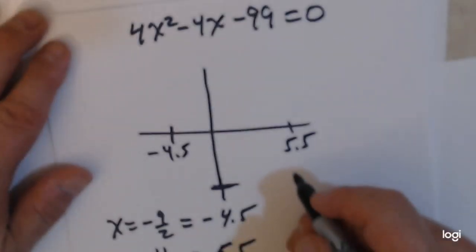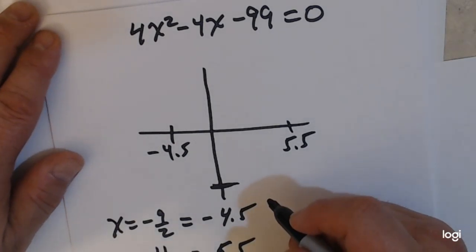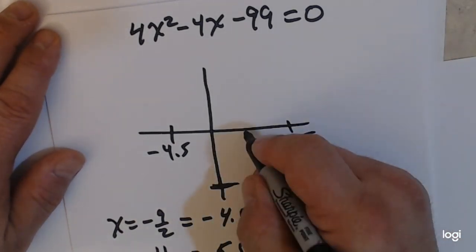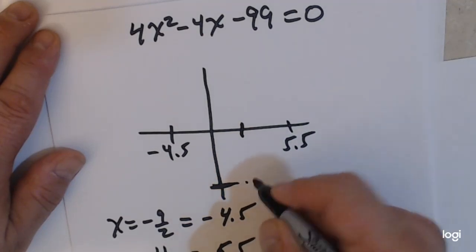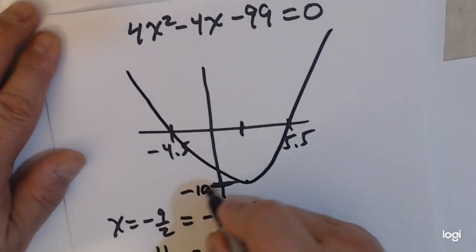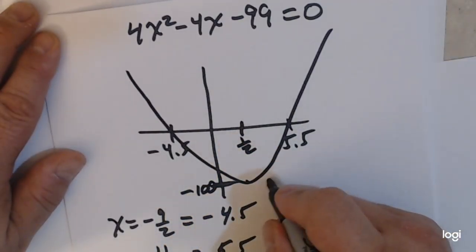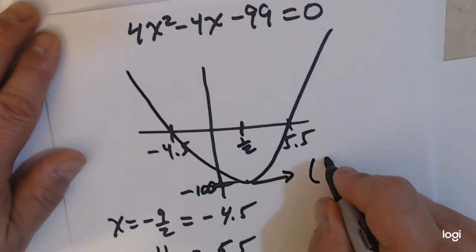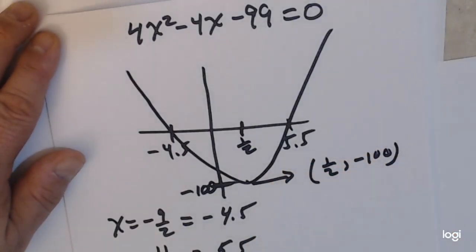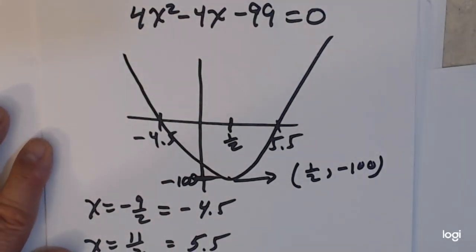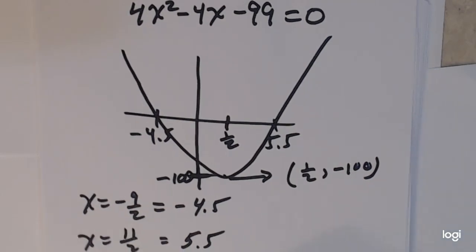So the vertex is 1/2, negative 100. So that point is 1/2, negative 100. That's where the vertex is. This is where it crosses the x-axis. That's what your graph looks like, folks. Not particularly difficult. In fact, it's rather easy. Let's look at another.